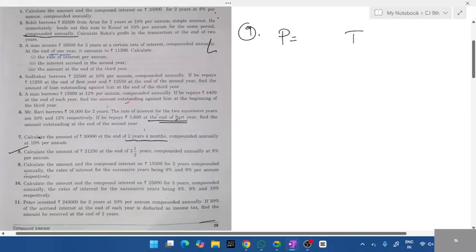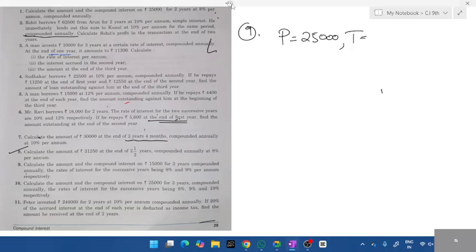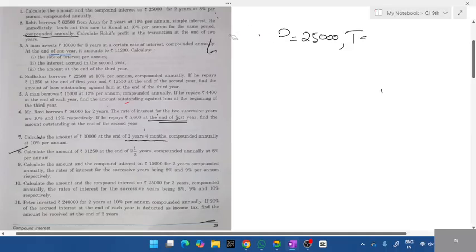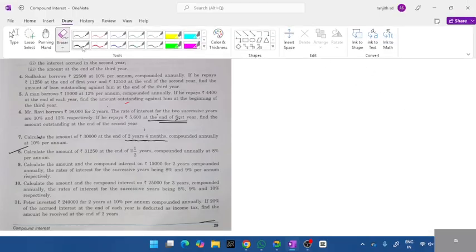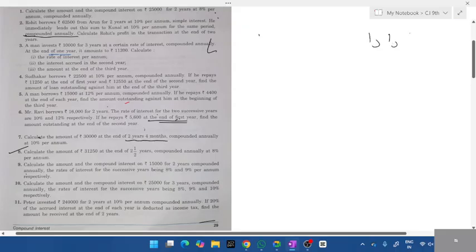10th question, what about the 10th one? What is the time period given? Read the 10th one. Calculate the amount and compound interest on rupees 25,000. What's the time given? Time is 3 years. It's a complete whole number, students. Complete whole number, 3 years. You have to take 1, 1 and 1.